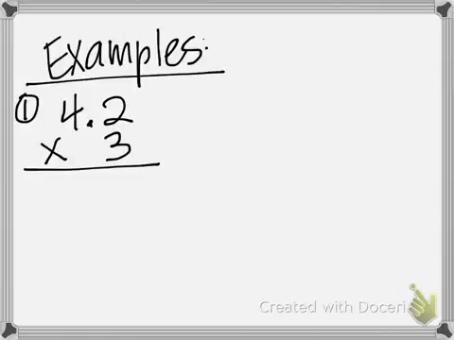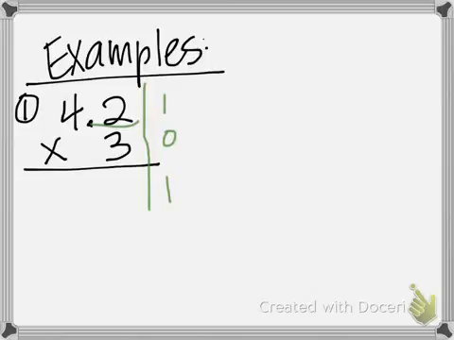In example 1, we have 4.2 times 3. So in the first factor, we have 1 decimal place. In the second factor, we have 0 decimal places. So if we were to draw a squiggly line, we would say the first number has 1 decimal place, the second has 0 decimal places. We add the 2 together, and there's going to be 1 decimal place in the answer.